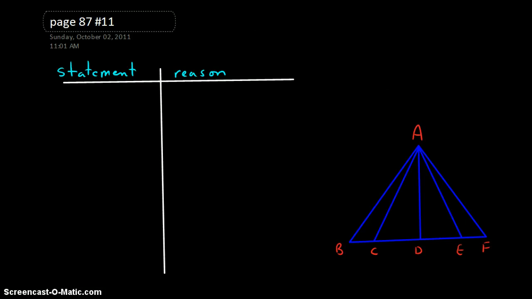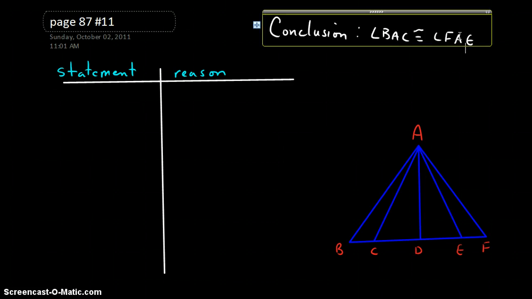I think that one thing that we need to know is, remember that a proof is like a map, and I want to know where it is that I'm headed. So I'm going to write my conclusion statement. This is where we're going. Conclusion: angle BAC is congruent to angle FAE.